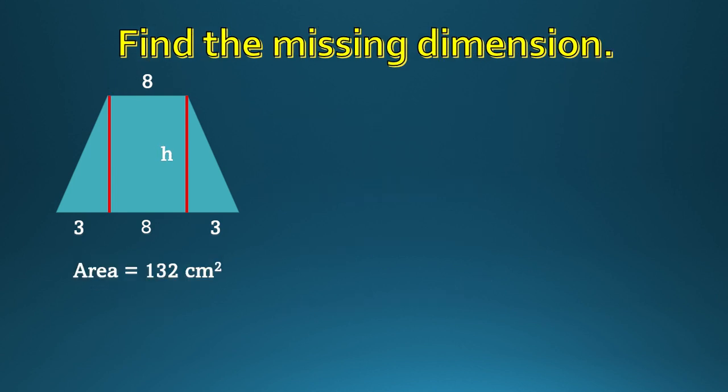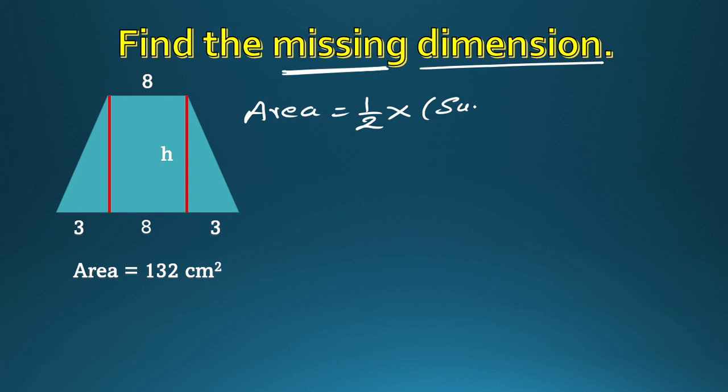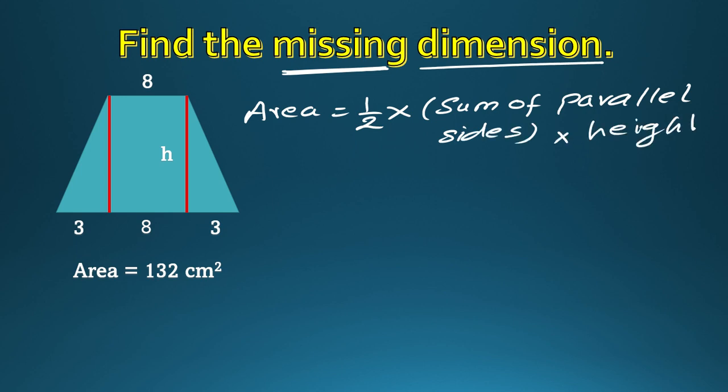Okay. Now let's talk about this. This time they are saying to find the missing side. Find the missing dimension. Dimension means side. So see, the formula will remain the same. You write the formula and then you see what is given and what is missing. So area is equal to half times the sum of parallel sides times height. Okay, now this is area.